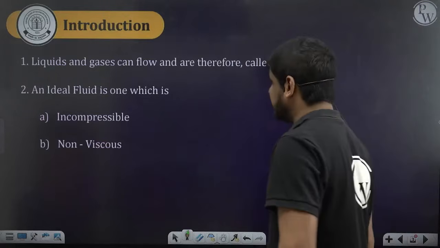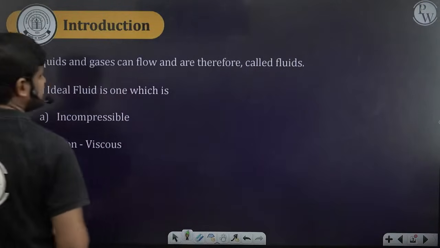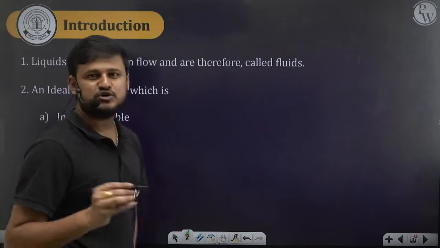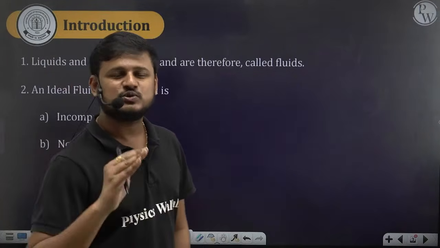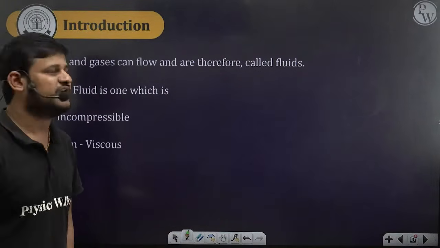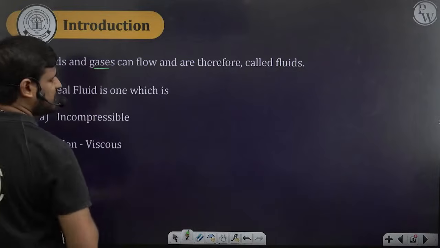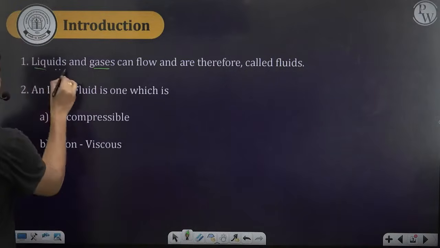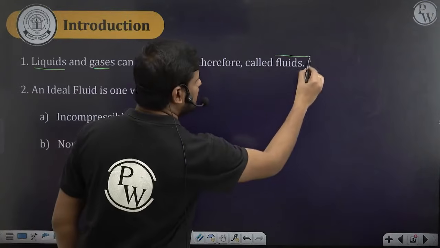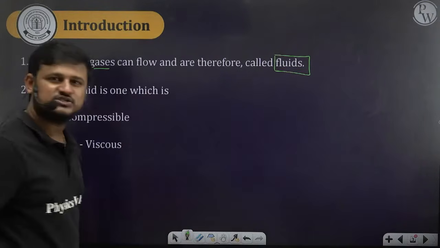First, liquids and gases can flow and are therefore called fluids. Fluids means not only liquids; the substance which can flow is called a fluid. Gases can flow from one place to another, and liquids can also flow. These two combined are called fluids. Okay, so that's the basic thing.